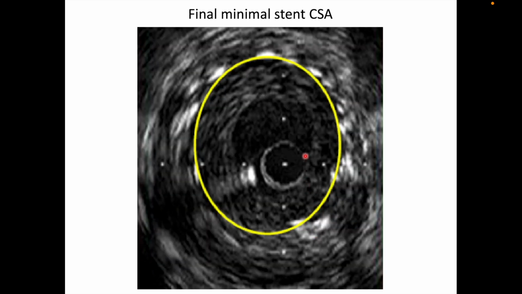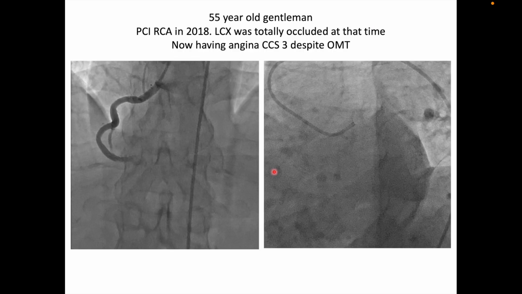How do you calculate the final minimal stent cross-sectional area? You just mark the inner surface of the stent and draw this area here, and this is the final minimal stent cross-sectional area.